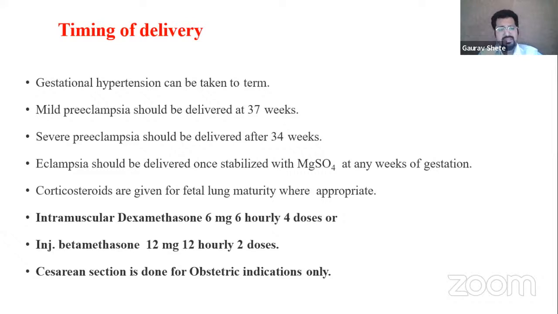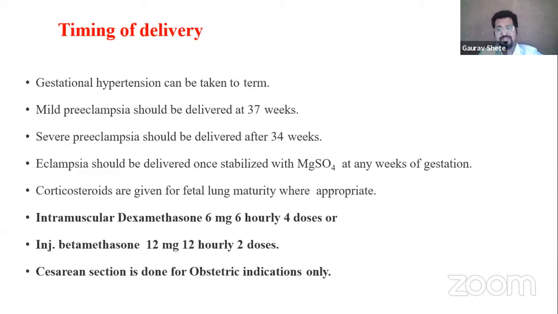and we can try to deliver the baby vaginally. Then the corticosteroids have to be given for fetal lung maturity: dexamethasone 6 mg 6 hourly for 4 doses, or injection betamethasone 12 mg 12 hourly for 2 doses. Recent studies say that 2 doses of betamethasone are better than 6 doses of dexamethasone. Either way, both are equally effective.